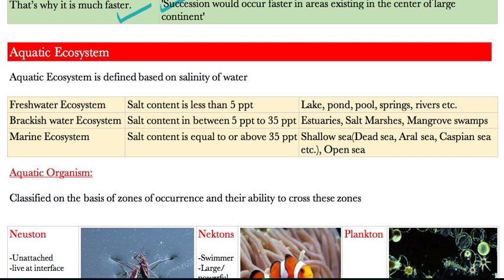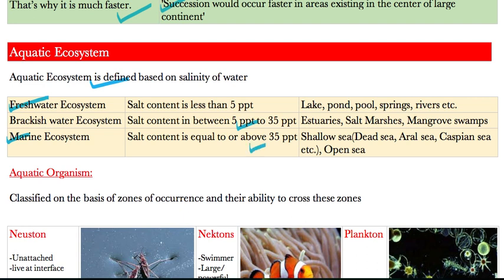So it says aquatic ecosystem is defined based on salinity of water into three groups. What are those? Freshwater ecosystem, then brackish water ecosystem, and ultimately marine water ecosystem. And salt content for freshwater is less than 5 ppt, then salt content for brackish water is 5 to 35 ppt, and salt content is equal to or above 35 ppt for your marine ecosystem.